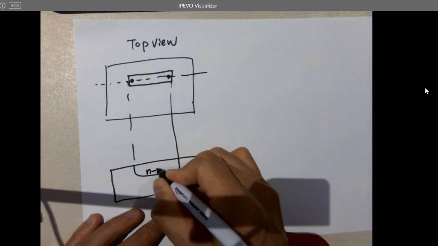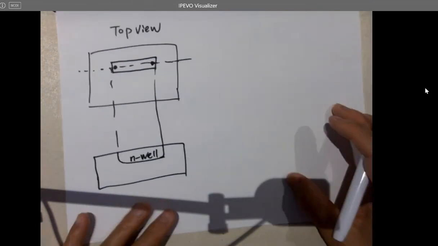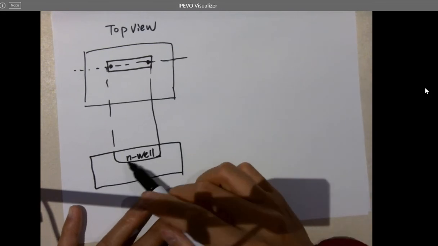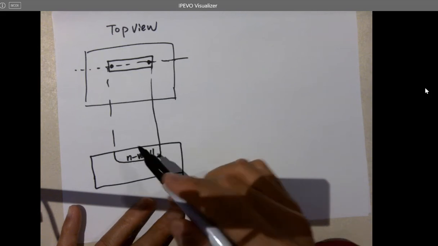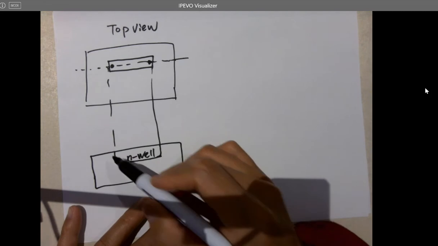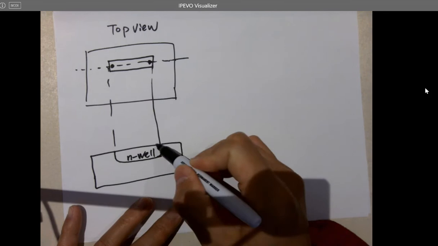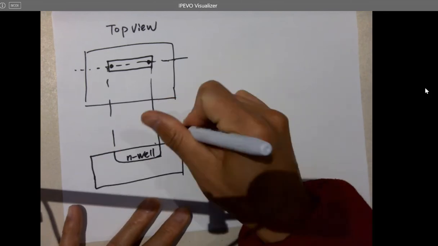And this is called n-well. And so we are going to introduce the semiconductor physics in the following lectures, but now, since tomorrow is just a simple layout, you don't have to understand what's actually going on. Just know that specific material is called n-well, and it has a parameter called sheet resistance.